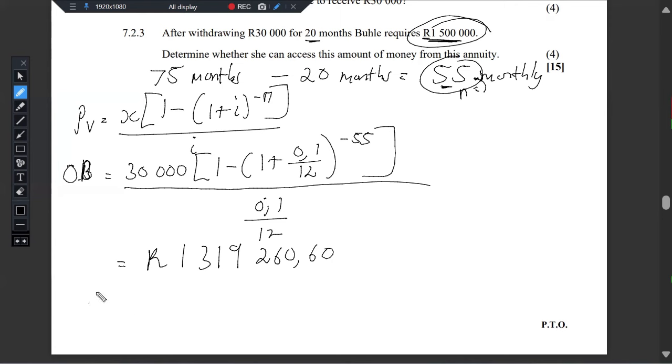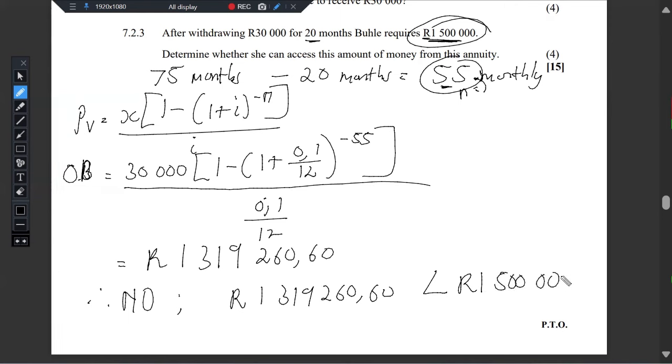So that means the answer is no. She can't access that money because 1,319,260.60 is actually less than what she requires, which is 1,500,000. Right. So yeah, she poo-pooed the money. Bring back our money. Then, okay, that's question 7.